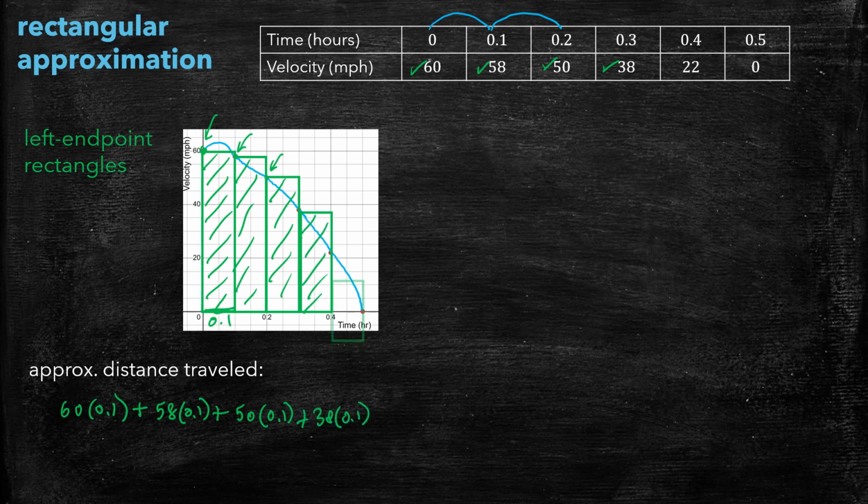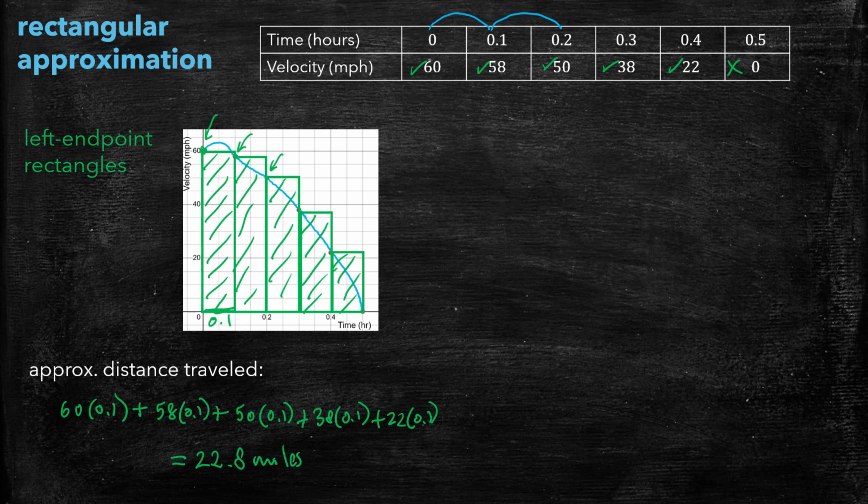And finally, the very last rectangle. Notice we don't actually use the 0. We would just have the 22 times 0.1. And if you work that out, that comes out to 22.8 miles.